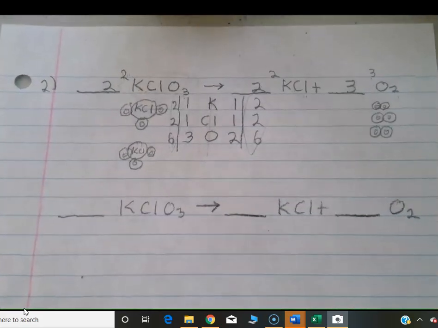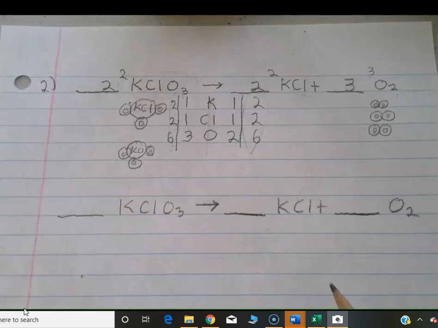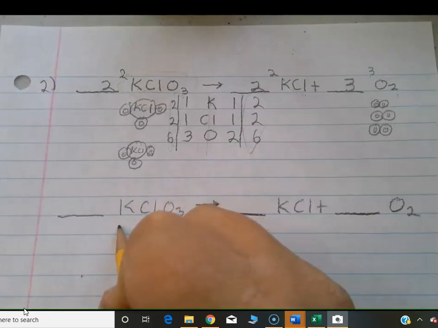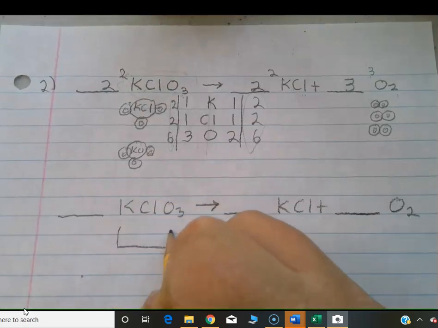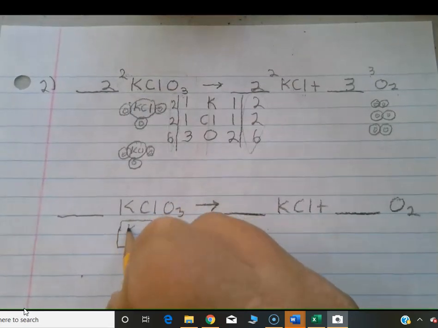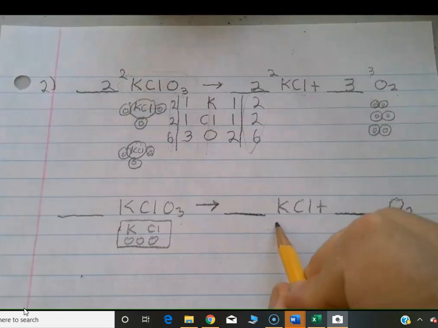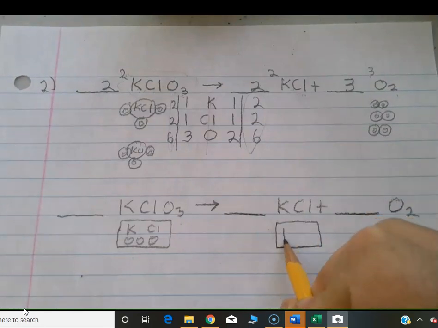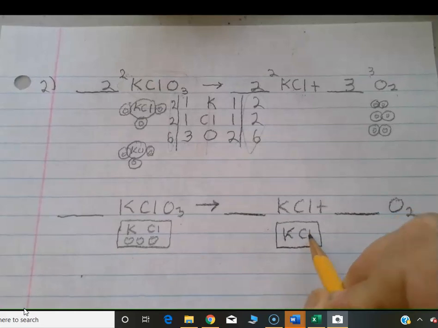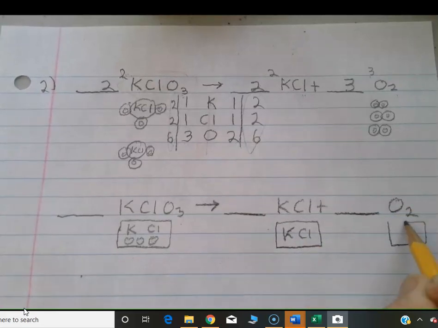All right, so what I'm going to simply do, not necessarily list elements, I'm just going to go ahead and start drawing boxes. So in this box here, I have K, I have Cl, and I have O, O, O, 3 O's. You break them up into separate atoms. Over here, K and Cl, and over here, I have O and O. All right, so K and Cl are in balance. There's nothing I need to do to those.